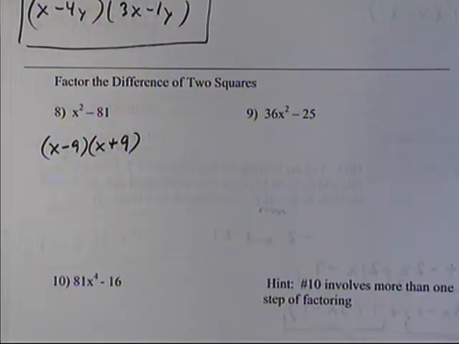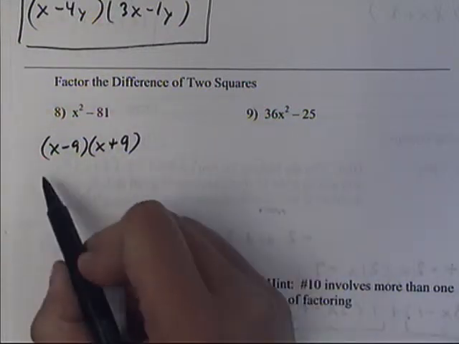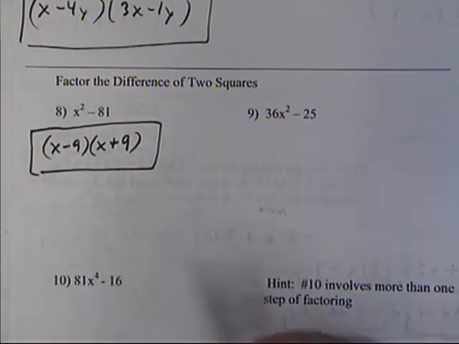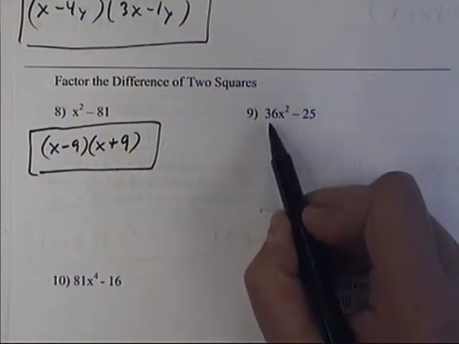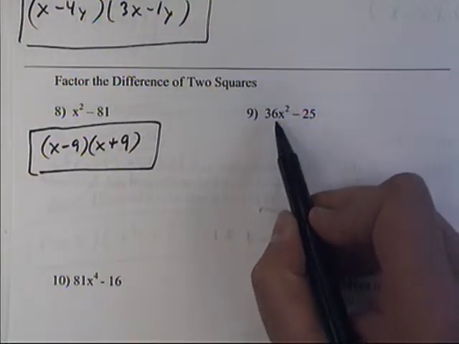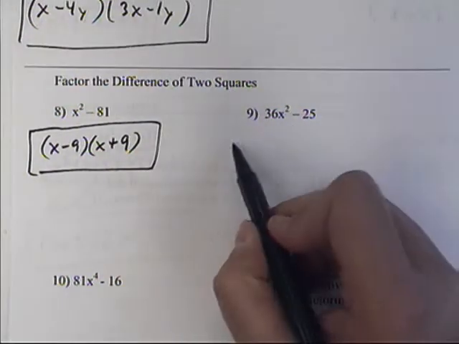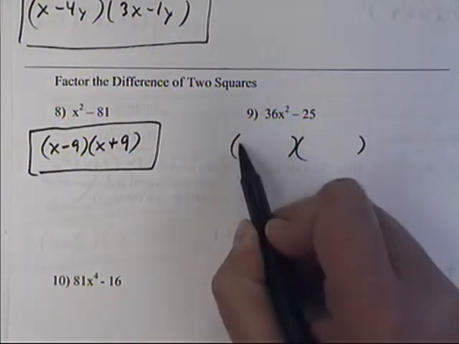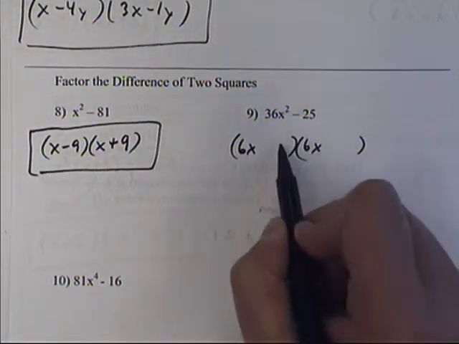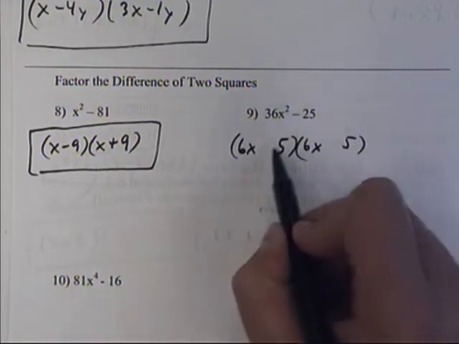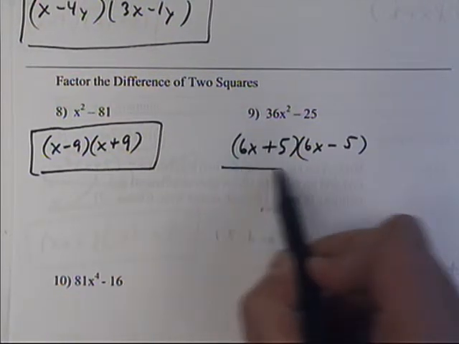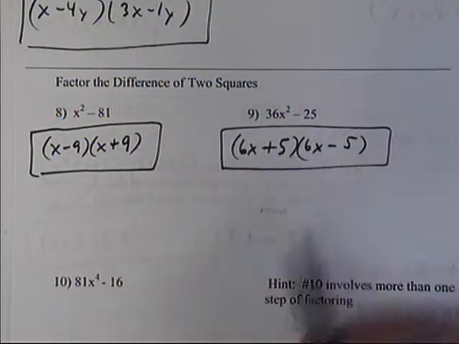So if I had x squared minus 100, that'd be x plus 10, x minus 10, or x squared minus 25, that'd be x plus 5 and x minus 5. Or sometimes there's a number in front. This 36x squared is 6x, quantity squared, and 25 is 5 squared. So it's the same concept, just add another number in there. First term is 6x, second term is 5. One's plus, one's minus, done.